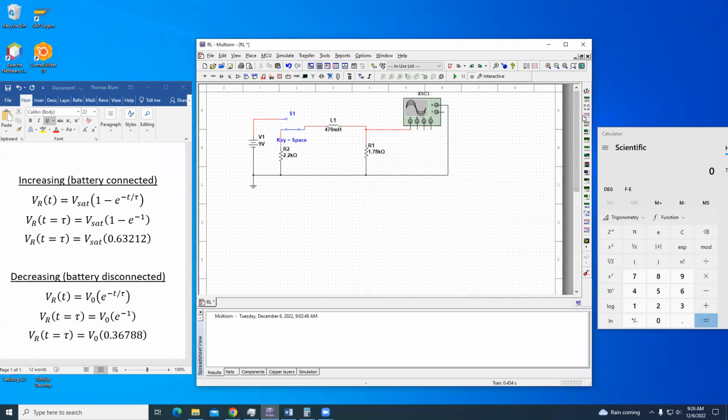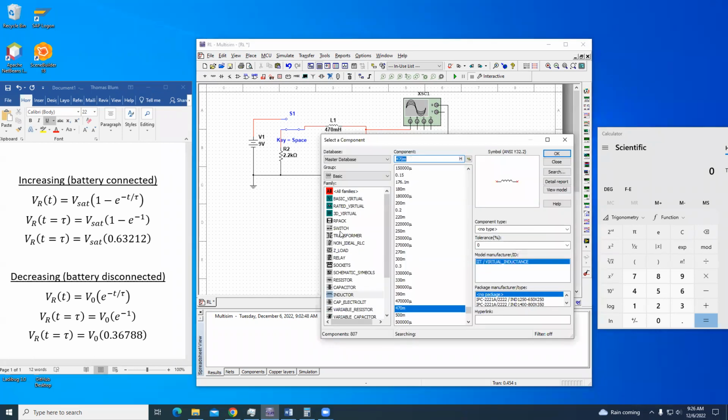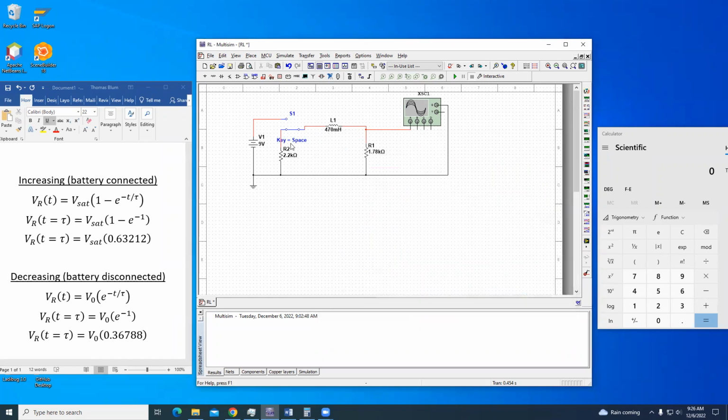And then the oscilloscope is from over here, and I like the second one, the 4-channel. Okay, and I have a switch which was also under basic. And I'm going to flip the simulation on. I'm going to click into the workspace.